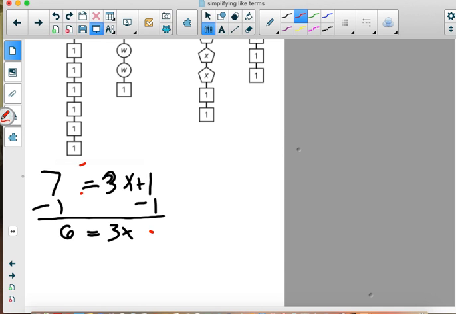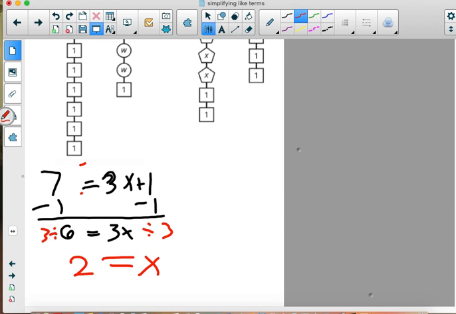Divide by 3. So 3x divided by 3 will equal x. x equals 6 divided by 3, which will equal 2. Good. Alright, so the answer is going to be 2.